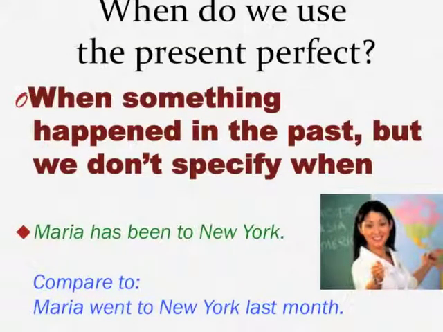When do we use the present perfect? We use it when something happened in the past, but we don't specify when. Look at the example. Maria has been to New York. How is that different from Maria went to New York last month? In the second sentence, we know when Maria went to New York. She went last month. In the first sentence, we know Maria went to New York, but we don't know when. When we do not have a specific time in the past, we use present perfect.